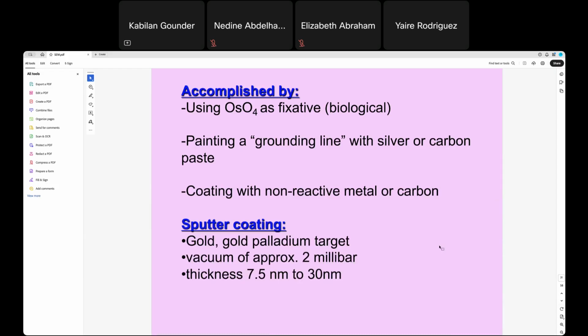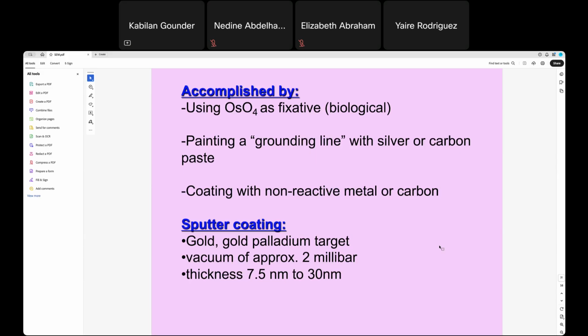How do we accomplish this? It is fixation. If it is a biological sample, you have to fix your samples, preferably with osmium tetroxide or glutaraldehyde. Also, as discussed, when you mount your samples on the stub, you have to use glue or paint.